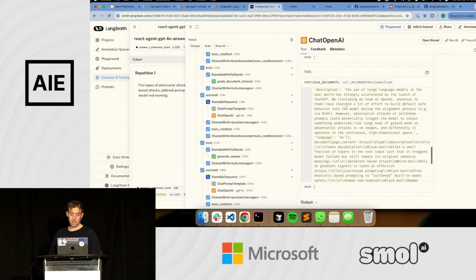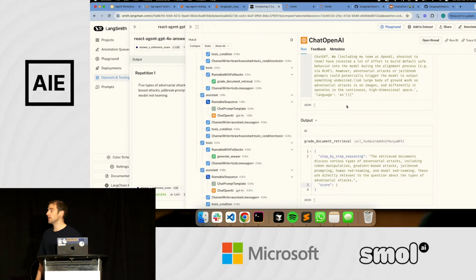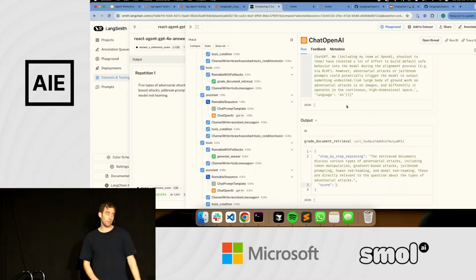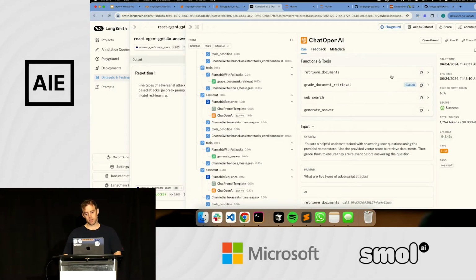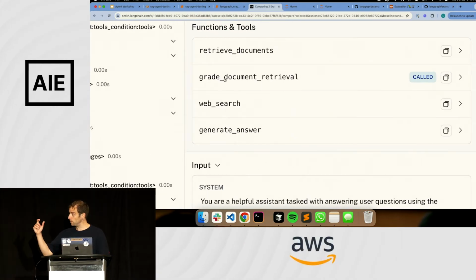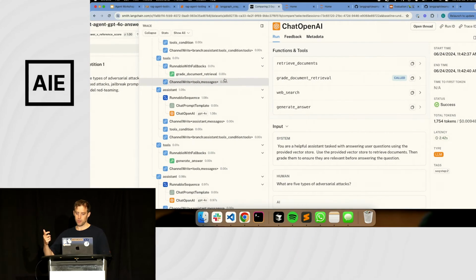I think I answered the question. Is there anything that isn't clear about that? So it is true. Let's look at an example, right? In this particular case, the LLM sees the retrieved documents from the tool. And then it makes a decision. It says, okay, I have this tool response. It's retrieved documents. What should I do next? And it says, okay, why don't I go ahead and grade them? And it calls the grade tool.